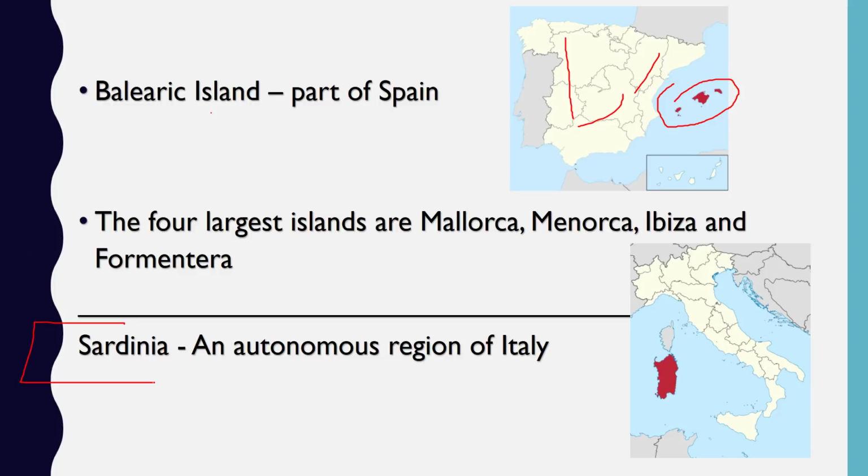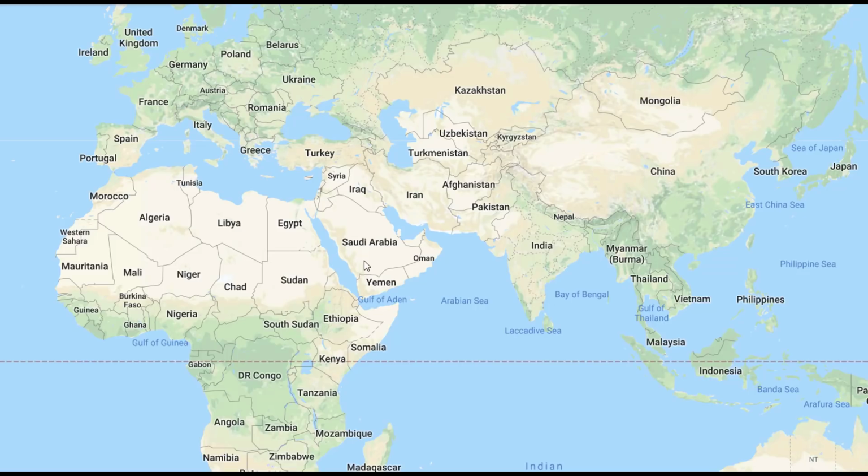Now Sardinia is an autonomous region of Italy. You can see this is Italy here, and this part here, this is Sardinia. Now let's go to the larger map to get a better understanding of the topic. So all these islands are in the Mediterranean Sea.